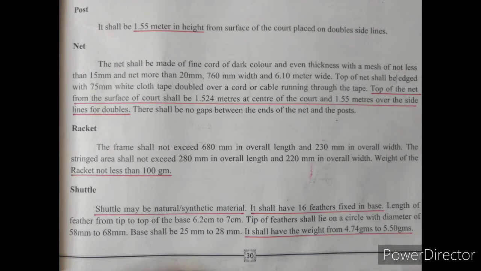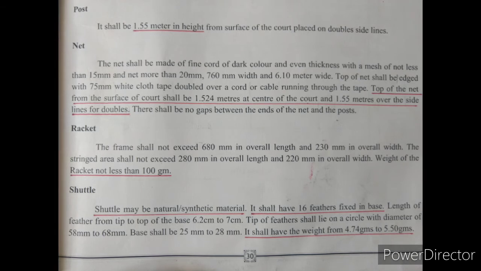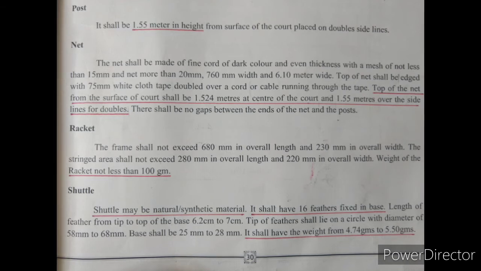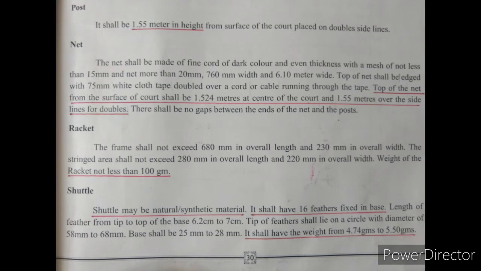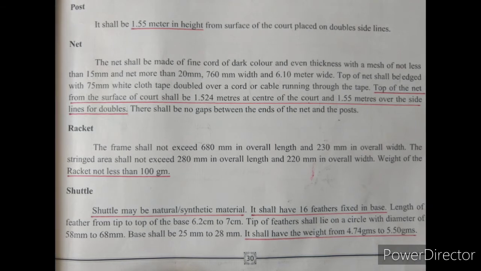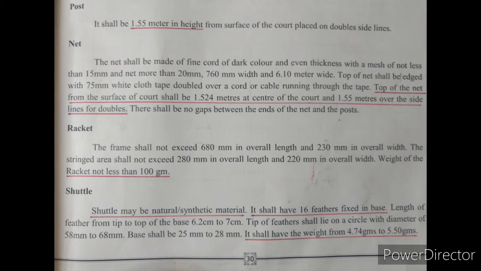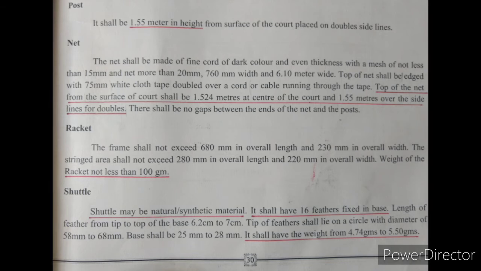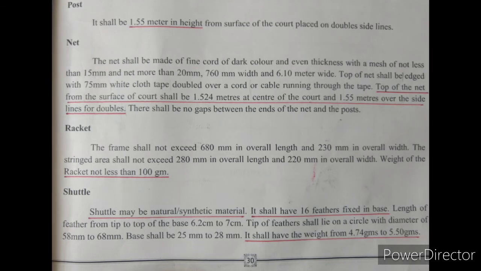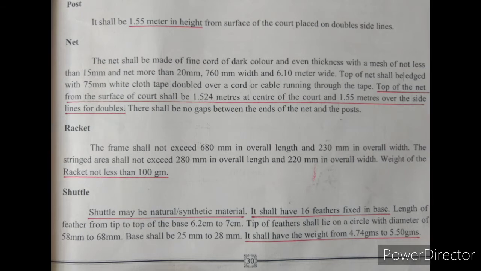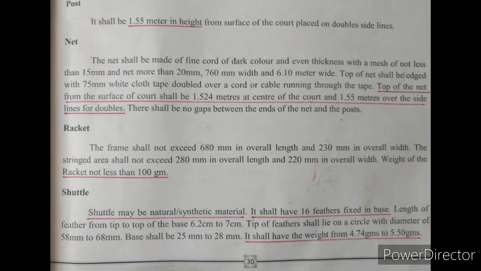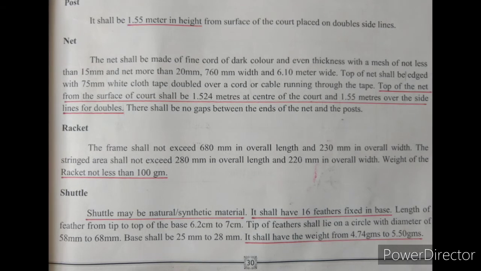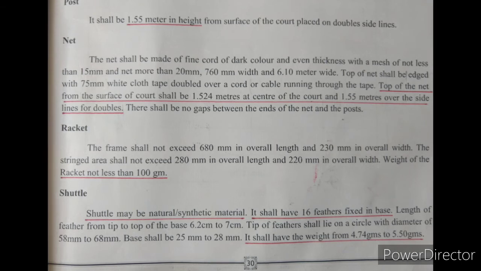Next, we are going to see equipment in badminton. Number 1, post. It is 1.55 meters in height from the surface of the court, placed on the doubles sidelines. Number 2, net. Top of the net from the surface of the court is 1.524 meters at the center of the court and 1.55 meters over the sidelines for doubles. There shall be no gaps between the ends of the net and the post.